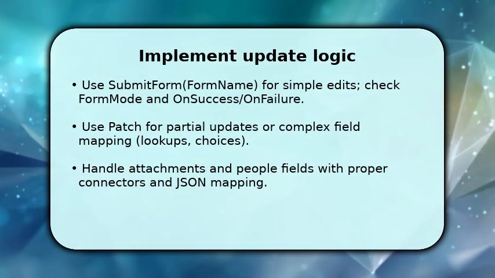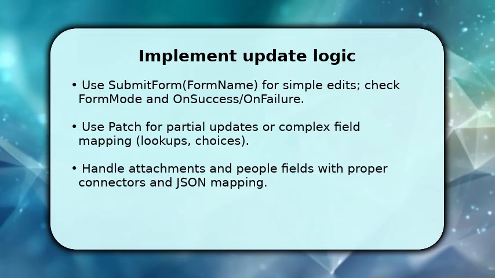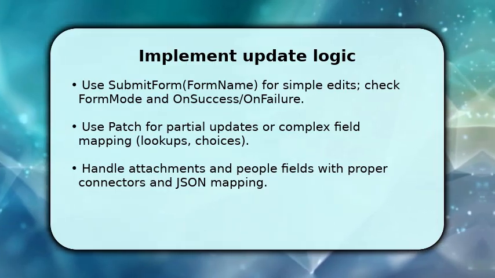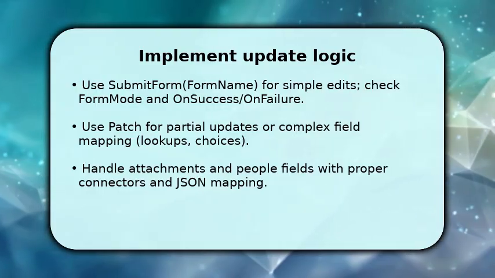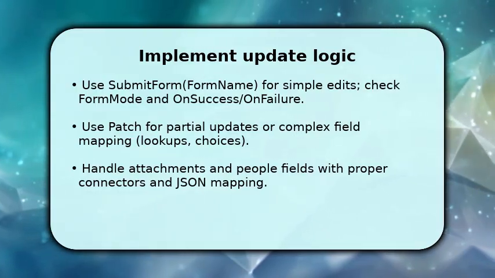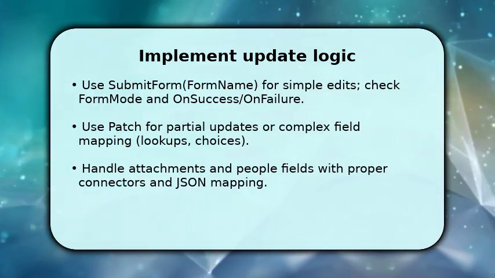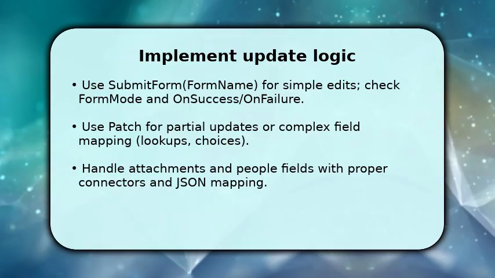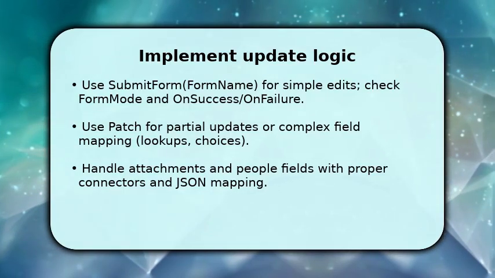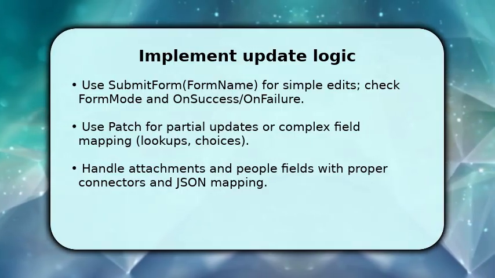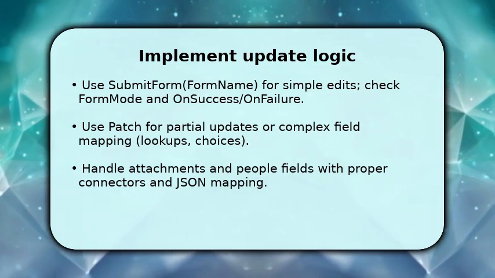Now implement the actual update logic and why each approach matters. For straightforward record edits, use SubmitForm and rely on form controls to manage validation, wire OnSuccess to notify and reset the form. For partial or batch updates, use Patch, or ForAll with Patch to write specific fields without resending all data, useful for lookups and choice fields. Convert complex values to the expected record shape and send attachments via the attachment control or Power Automate if needed. This prevents type errors and preserves existing fields.